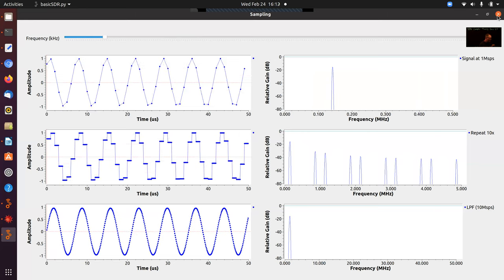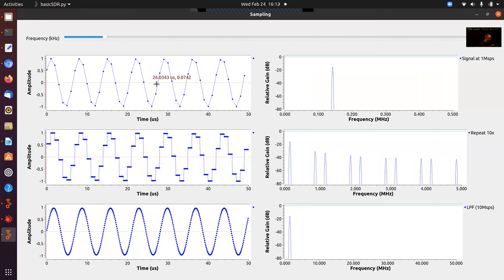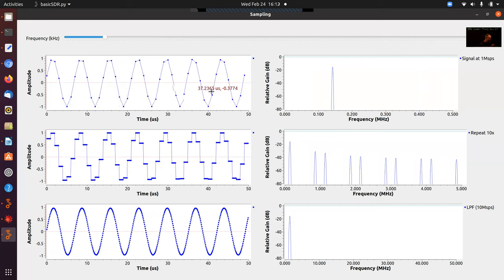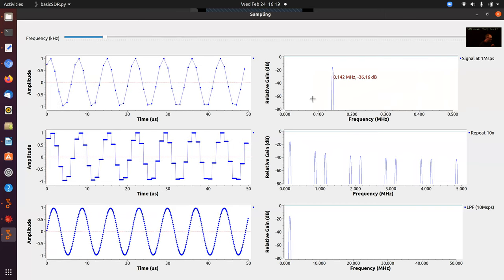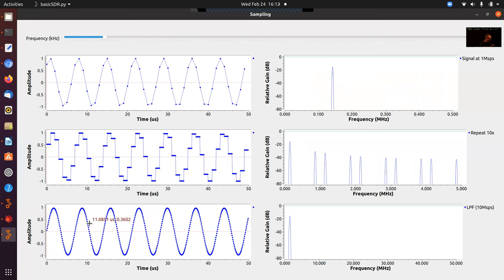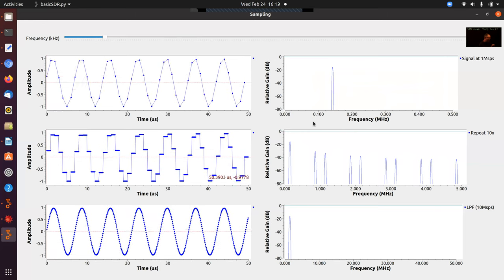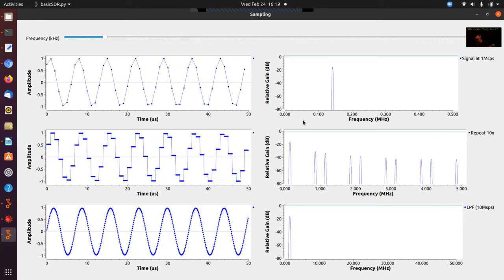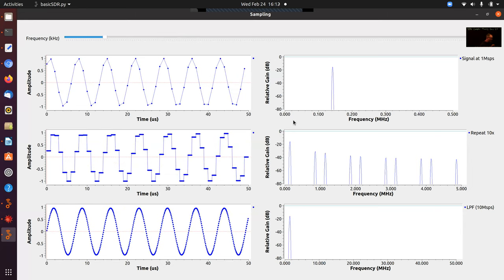All right, so let me pause the sampling demo and say that I'm going to show you signals that look kind of crappy at pretty high sample rates, but keep in mind that the actual analog signal is truly a nice sine wave. Let me say one more thing. All these operations are linear.